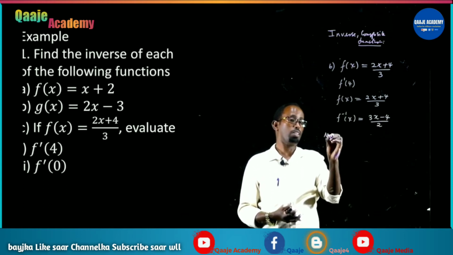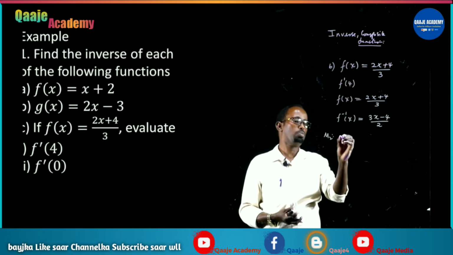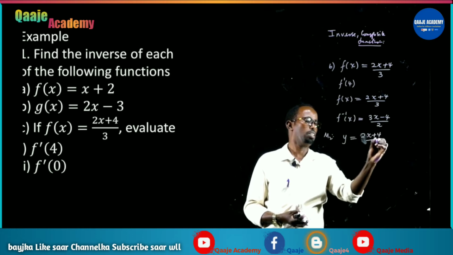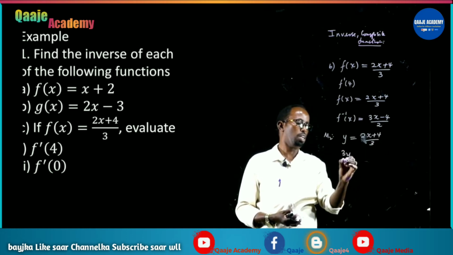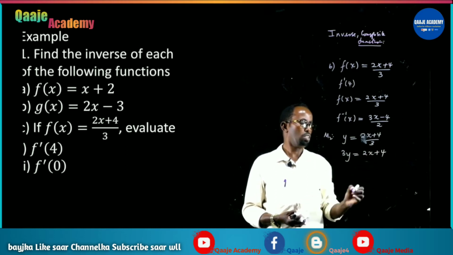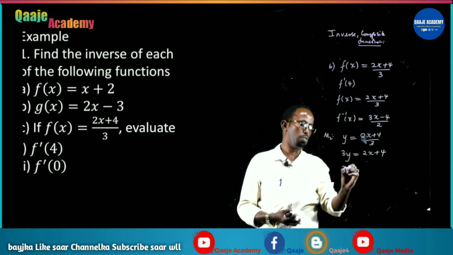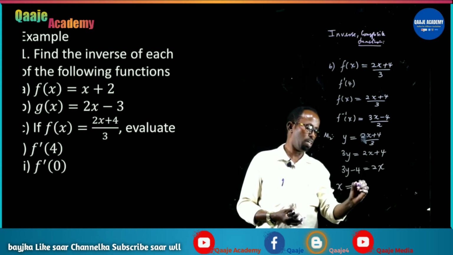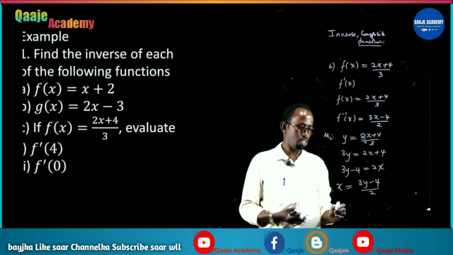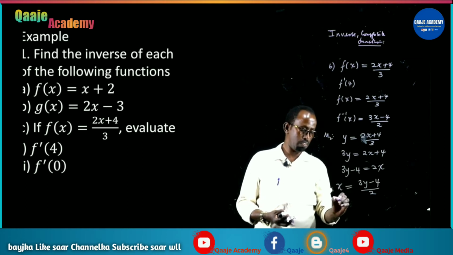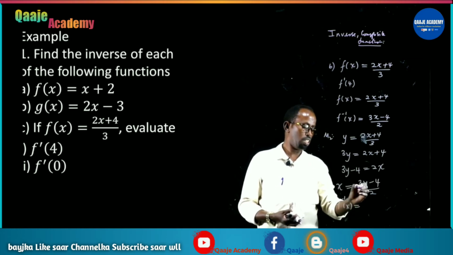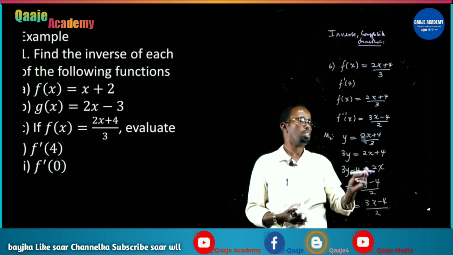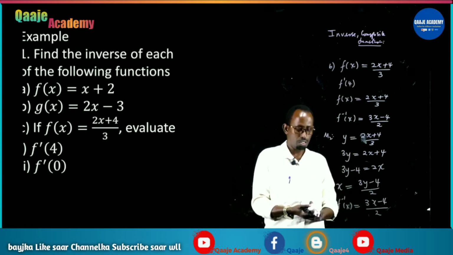Second method, instead of f of x, I'll be using y. Y is equal to (2x plus 4) divided by 3. You cross multiply, you get 3y is equal to 2x plus 4. You make x the subject, meaning 3y minus 4 is equal to 2x. Then you divide both sides by 2. X will be equal to (3y minus 4) divided by 2. So instead of x, I'll be using f inverse. The inverse of y is x, so this becomes (3x minus 4) divided by 2. Again, we have the same answer.